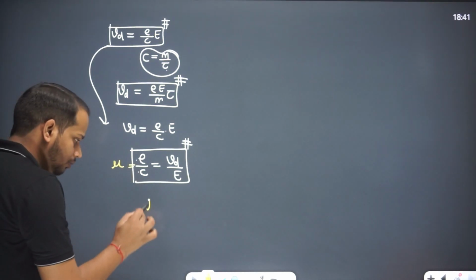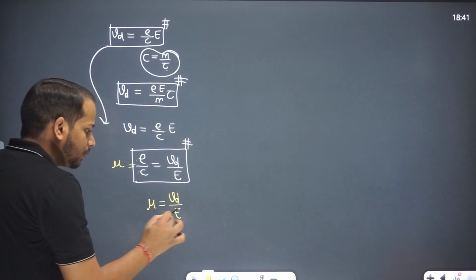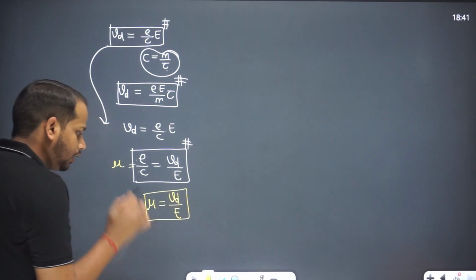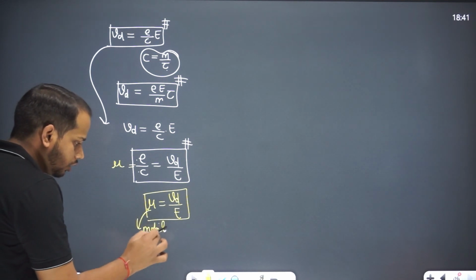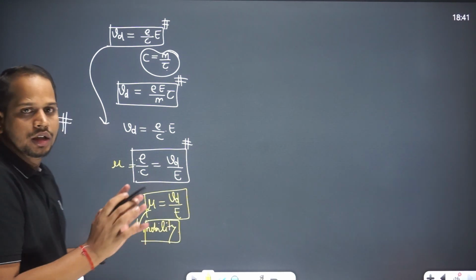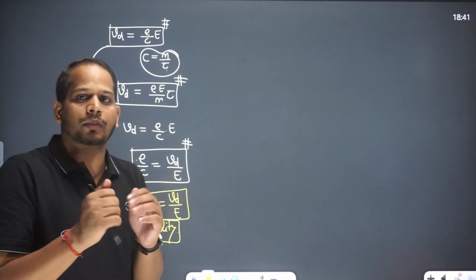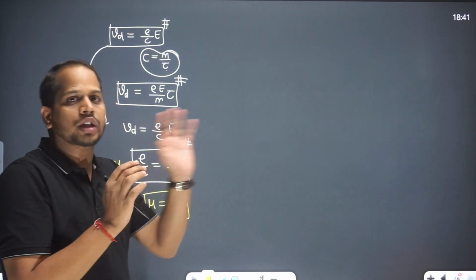This term is called mu. Mu is equal to Vd by E. Mu is what? Vd by E, and this mu is called mobility. This is called mobility. Do you know the meaning of mobility? Mobility says how the particle is moving in the fluid, or we can say how the electron is moving in the conductor.